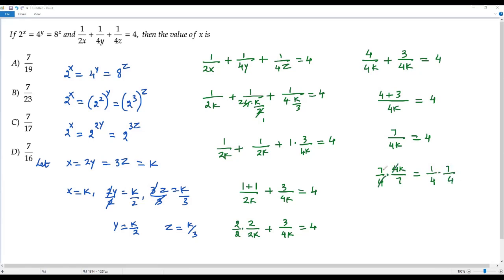So here this 4 will cancel, 7 will cancel. I'm just getting k on the left side. On the right side, 1 times 7 is 7 and 4 times 4 is 16. Now I got the value of k. As I said earlier, k equals x. So since k equals x, we can replace this k by x, then we get x equals 7 over 16. I got the value of x. The value of x is 7 over 16, and we find this 7 over 16 in answer choice D. The correct answer choice for this question is D.